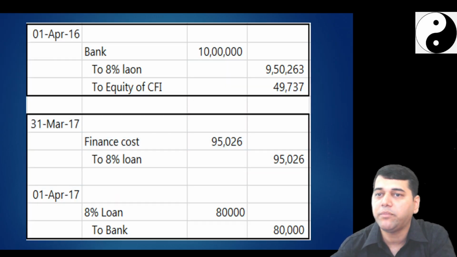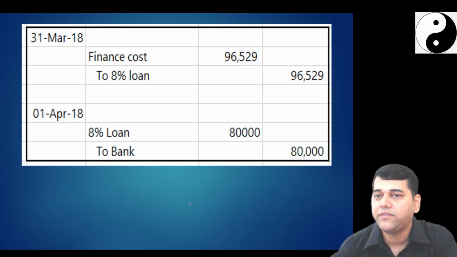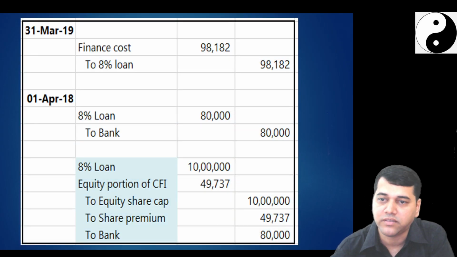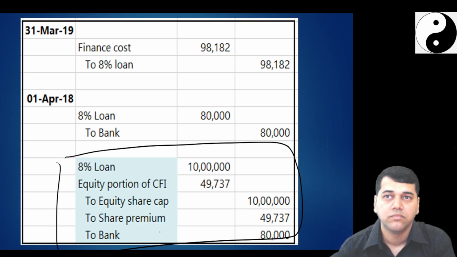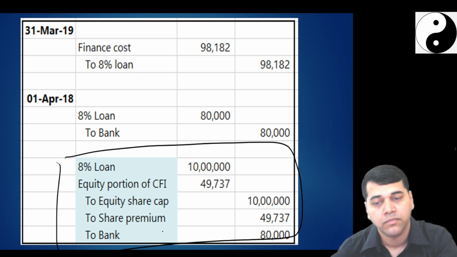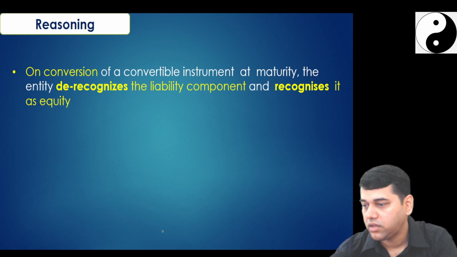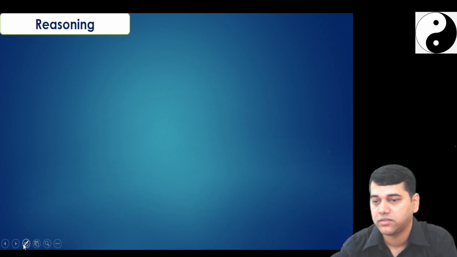So our entry would have been bank to this, finance cost to loan, loan to bank. Every year I would have passed this entry, which they didn't ask me. And in the last year I passed this entry. This is what they asked you, pass in the last year. So what they expect, probably while preparing, you do it and understand. Okay, reasoning on conversion. Why are you doing adjustments?